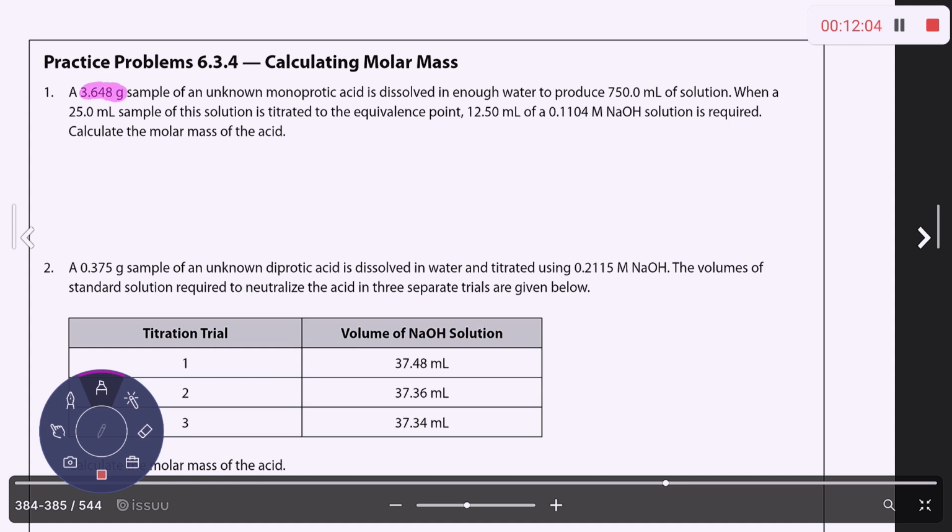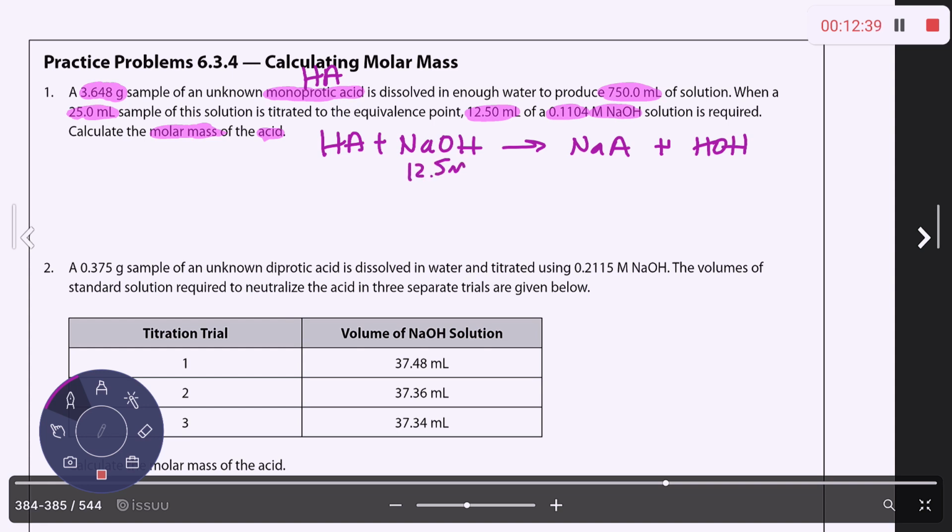Okay, so we've got a certain mass, which we'll use later, of an unknown monoprotic acid. Generally speaking, you're going to abbreviate a monoprotic acid as HA. And then you've got 750 mL of solution. You got a 25 mL sample of it. 12.5 mL of 0.1104 molar NaOH is required. Calculate the molar mass of the acid. Okay, so acid HA plus NaOH is producing salt NaA plus water. And then you've got 12.5 mL of this, 0.1104 molarity, and then you took 25 mL of this, don't know what its concentration is. Agreed?